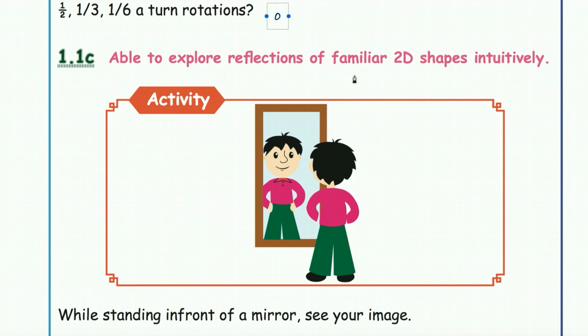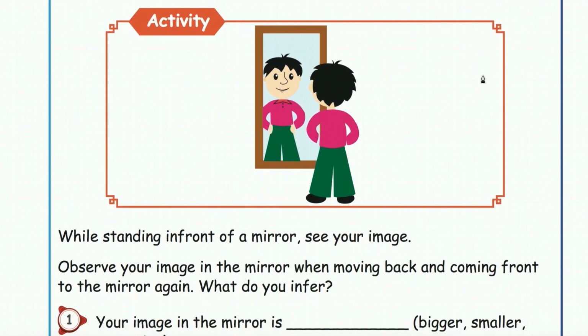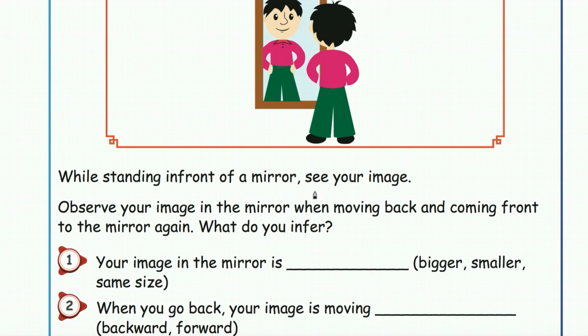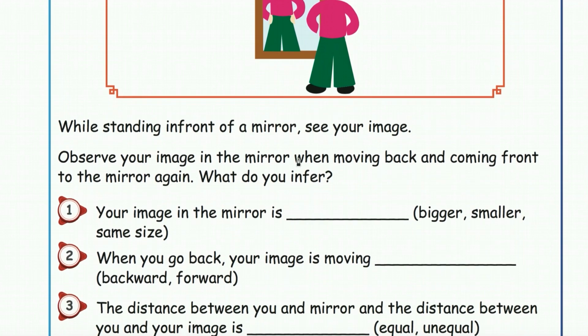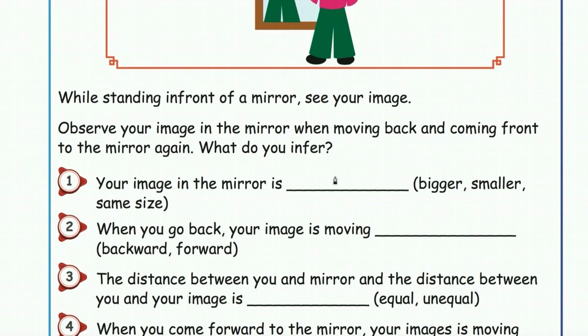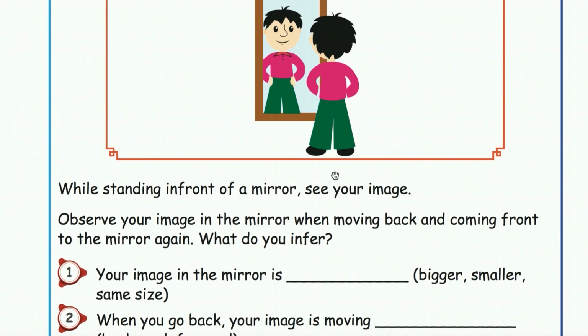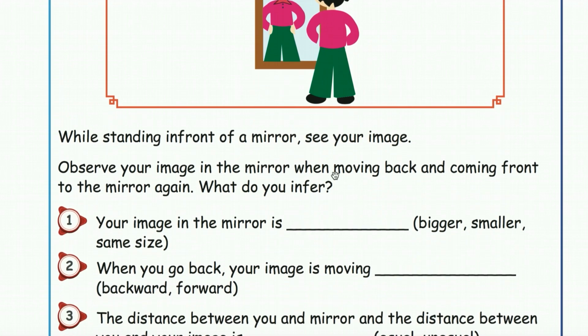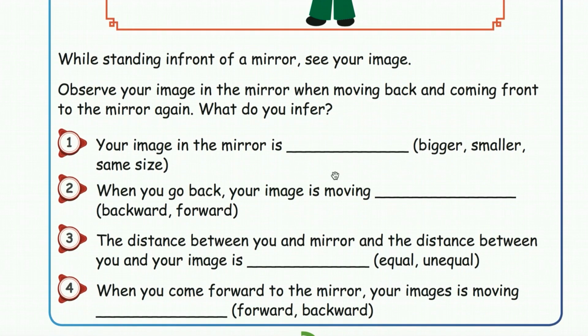Able to explore reflections of familiar 2D shapes intuitively. While standing in front of a mirror, see your image. Observe your image in the mirror when moving back and coming front to the mirror again. What do you infer? Is your image in the mirror bigger, smaller or the same size? When you are coming front, it looks bigger. When you are going back, it looks smaller.